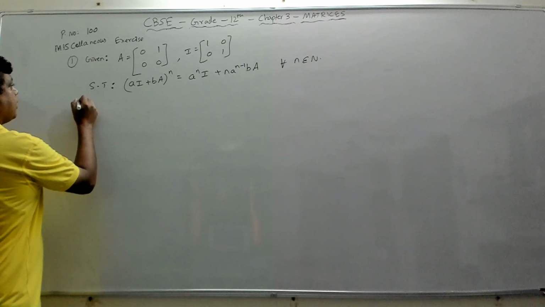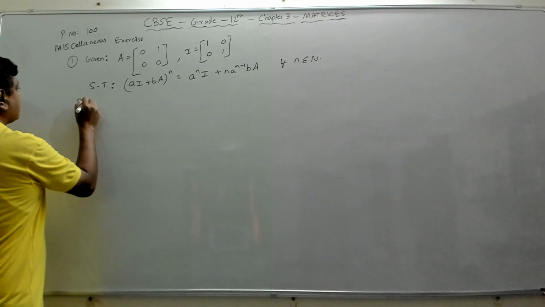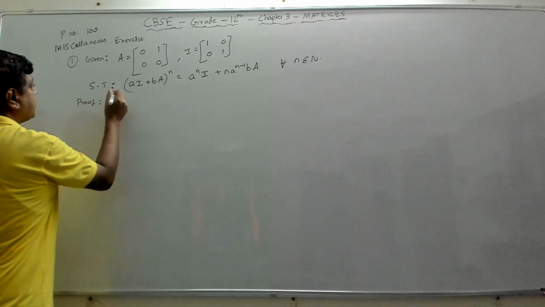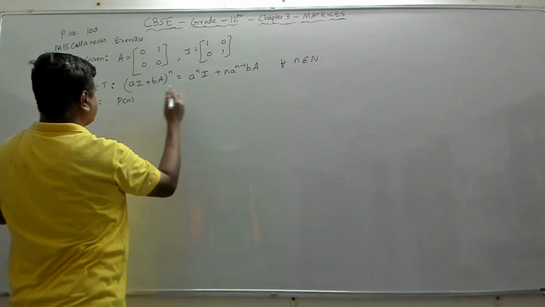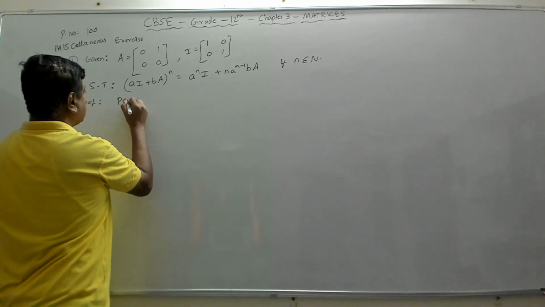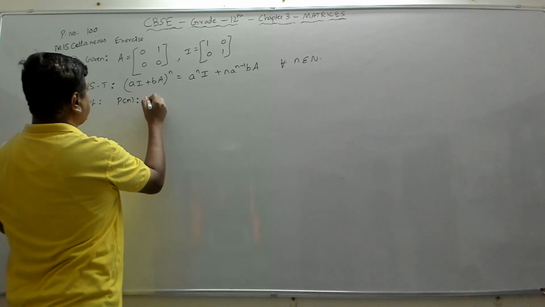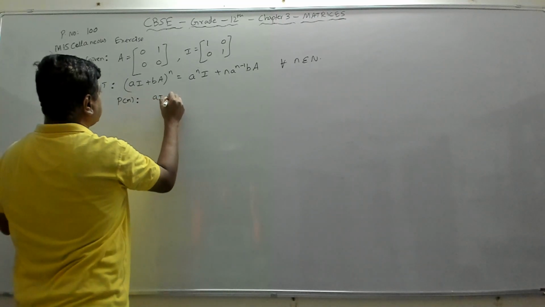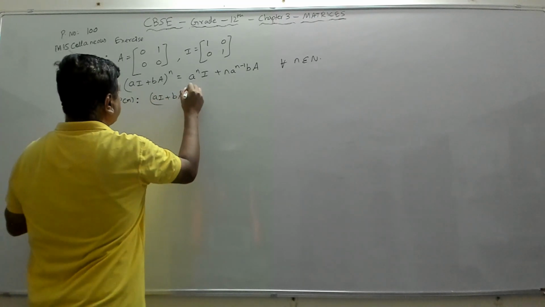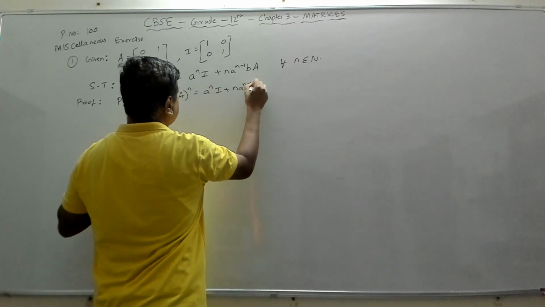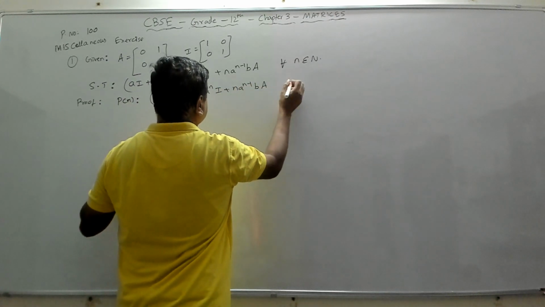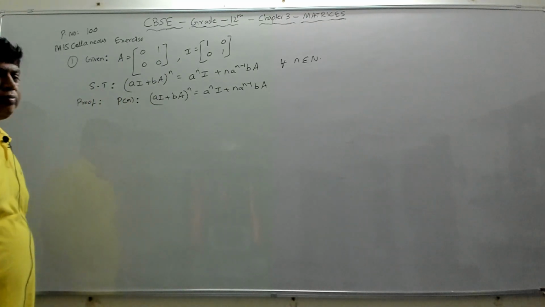Before that, let me write the statement. We will call this entire thing statement P of n. P of n is the statement (aI + bA) power n equals a power n I plus n a power n minus 1 b A. This is your P of n.